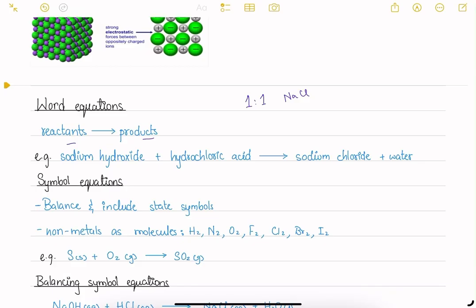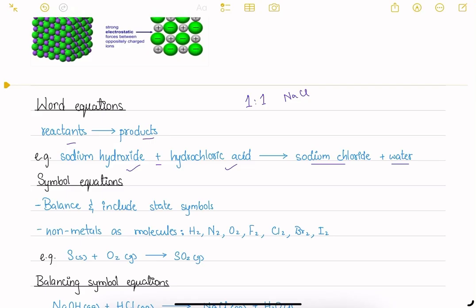The plus sign, we use it to add more and more reactants or more products. That's quite a common sense thing. So the reactants over here are sodium hydroxide and hydrochloric acid, which is then giving us sodium chloride and water. So sodium chloride and water are the products.